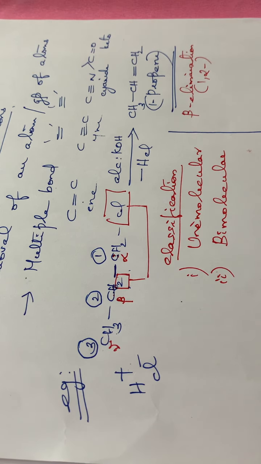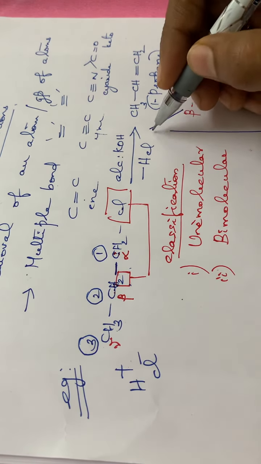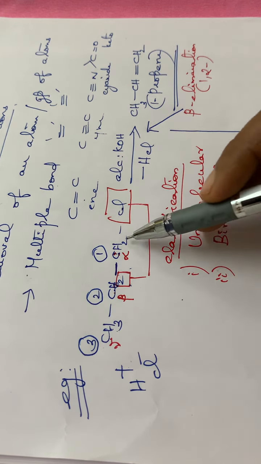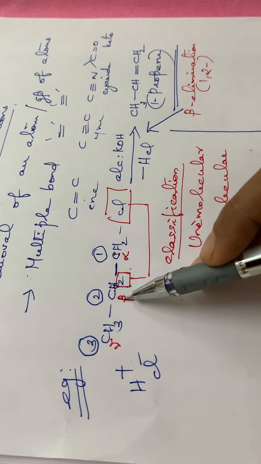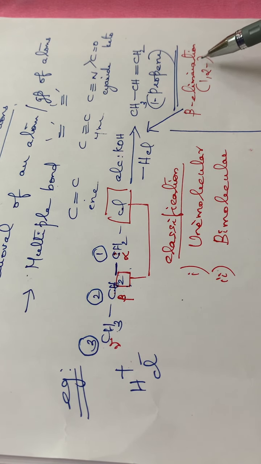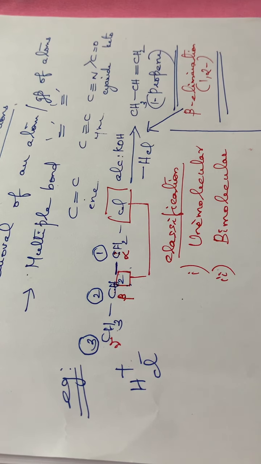So we can say that if the elimination is taking place from the neighboring carbon atoms, or from the two adjacent carbon atoms, from the alpha and the beta carbon, or from carbons 1 and 2, we can call it beta elimination. So this is an example for beta elimination.